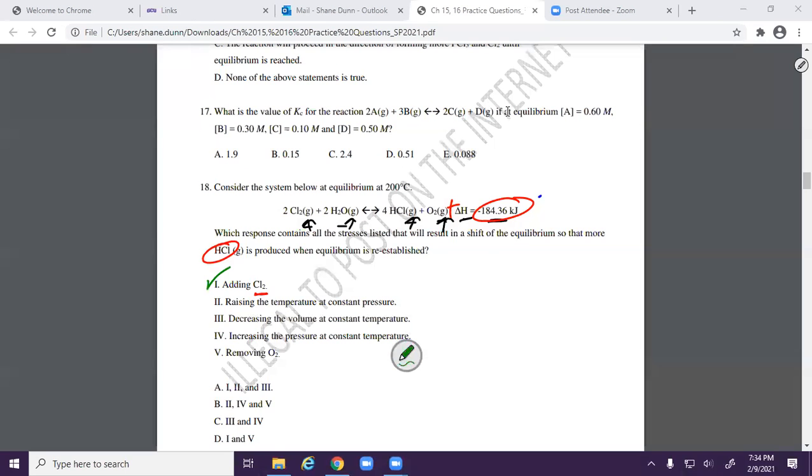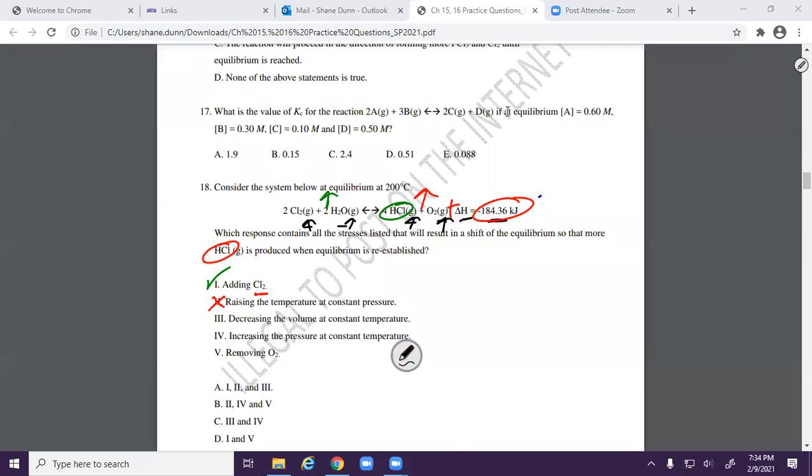Raising the temperature. What side is temperature on? The product side. If the products go up, what do the reactants have to do? Go up, theoretically speaking, right? For the reactants to go up, the products have to go down. Do we want our products to go down? No. No. Decreasing the volume.